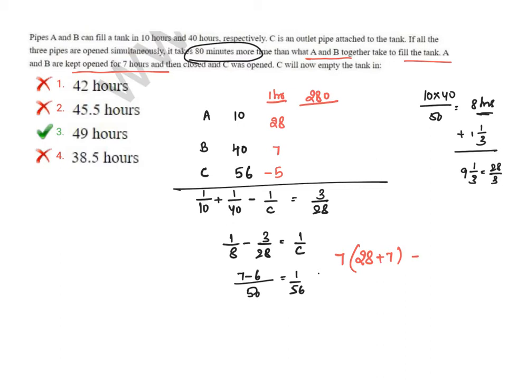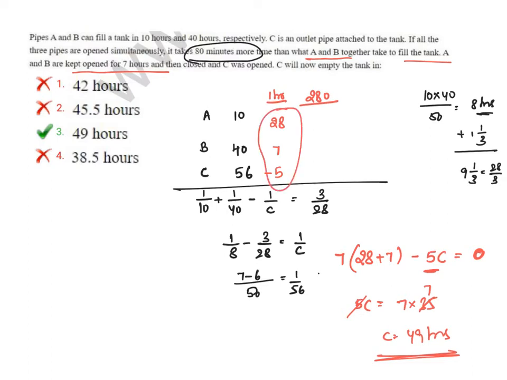Then after that, C comes. Now you open C, so in how many hours does it become empty? 5 times C's time equals 7 into 35. 5 ones are 5, 5 sevens are 35. So C takes 49 hours to completely empty the tank. So these are the efficiencies: first 28 plus 7, 35, for 7 hours means 35 into 7. With the efficiency of 5, it can completely empty it in 49 hours.